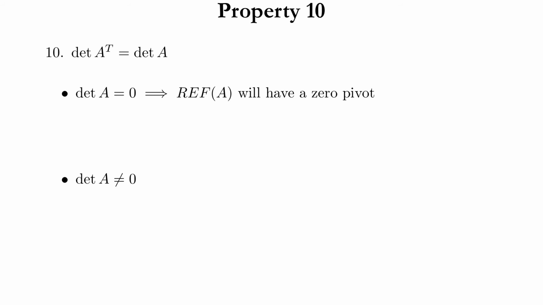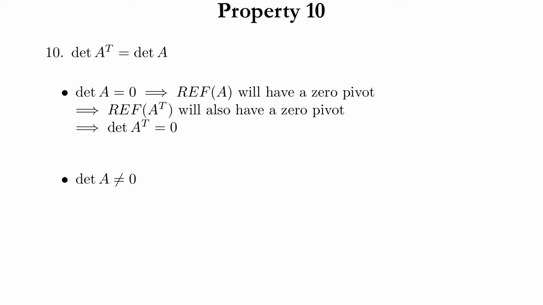Now, in the first case, we know that the row echelon form of A is going to have a 0 pivot. This by default means that the row echelon form of A transpose is also going to have a 0 pivot. But we know that if the matrix has a 0 pivot, then its determinant must be 0. So the determinant of A transpose is 0 and is equal to the determinant of A.